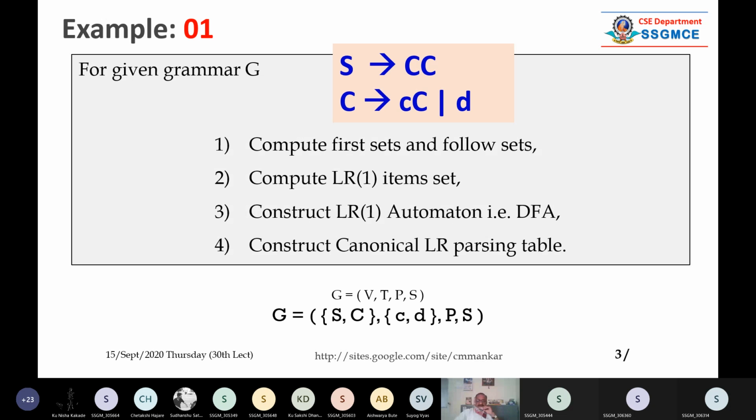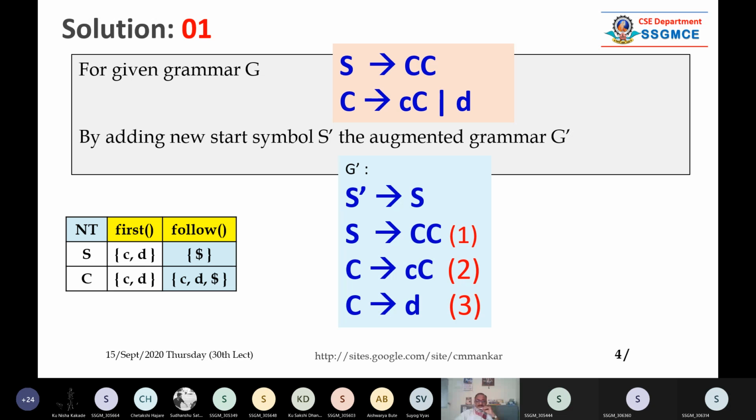Last time we have seen this example, a simple grammar with 3 production rules, and we want to construct the canonical set of items, LR1 items, then the LR1 automaton, we call it a DFA, and then the parsing table. We have seen this thing. I will just go through it as a recap, and then we shall understand what is an LALR parser. So as usual, the given grammar is there. We have to create a new augmented grammar by adding a new start symbol. So this is how it is done.